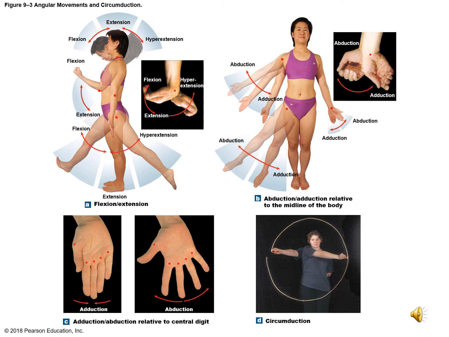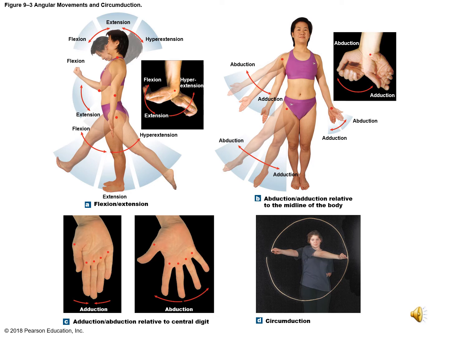Hyperextension is when you extend something past the anatomical position. If you take your head, you have your neck, you look down, you are flexing it. If you take your neck and look up at the wall, you are extending it. If you further extend it to look at the ceiling, that is hyperextension.